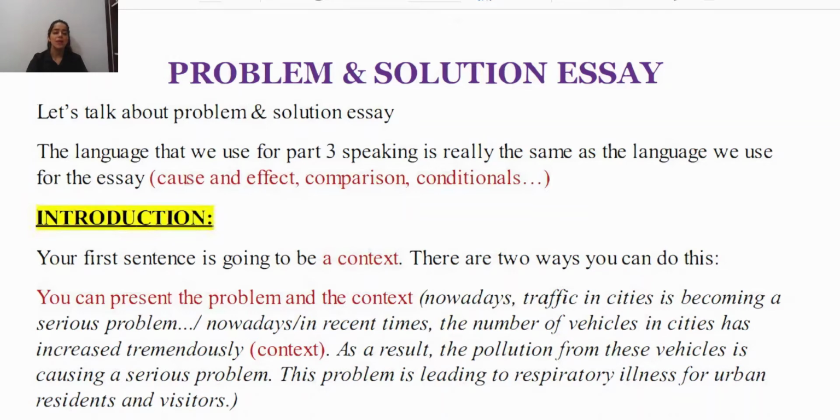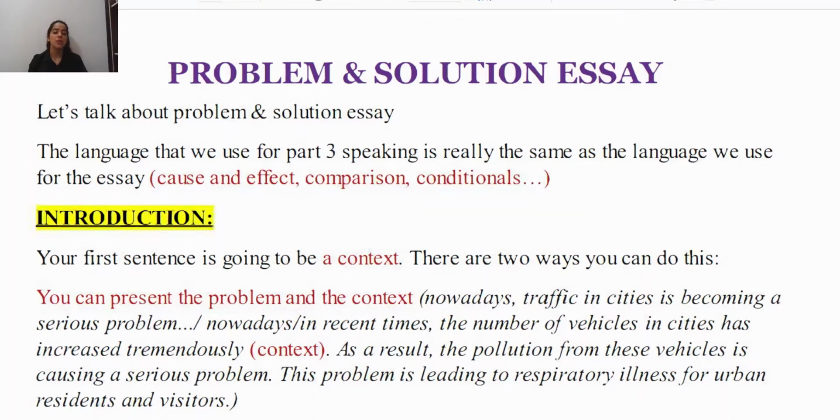Okay, so let's see what exactly we mean by problem and solution essay. Let's talk about this essay. The language that we use for part 3 speaking is really the same as the language we use for the essay: cause and effect, comparison, conditionals. So that means that we need to go for these kinds of structures.